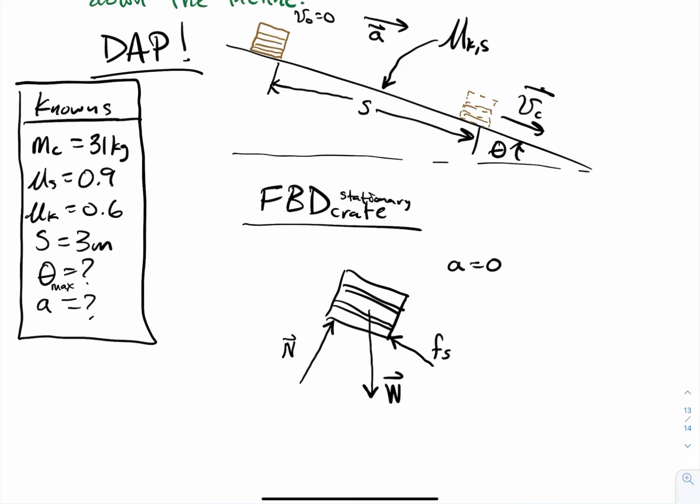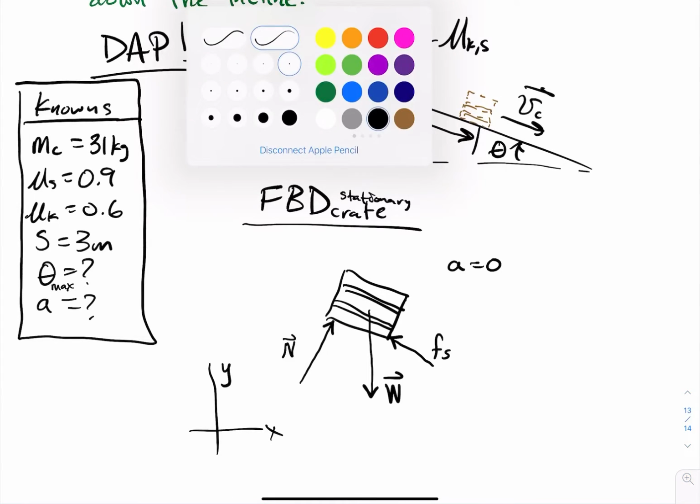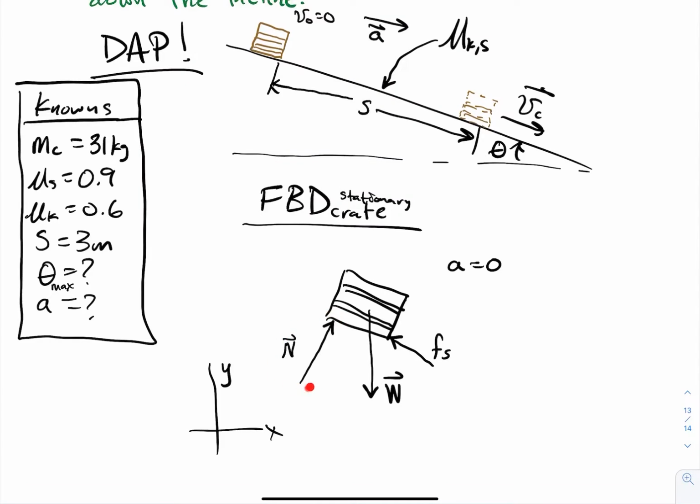Now we need to choose a coordinate system for this FBD. And really, we have two somewhat obvious choices. We could create a regular XY coordinate system. But if we do that, we'll have to show the components of our normal force and our friction force. So to save some time, and you should do this in the future for yourselves, the goal is to try to break up as few vectors as possible.